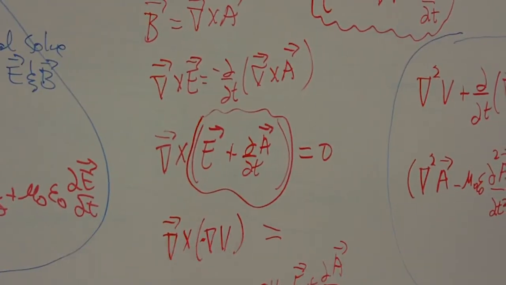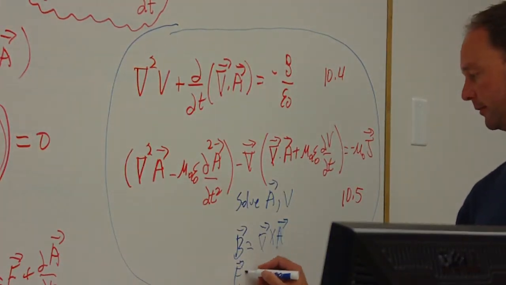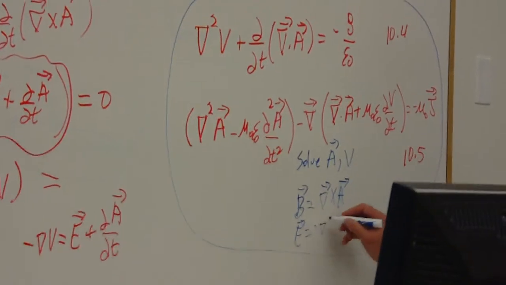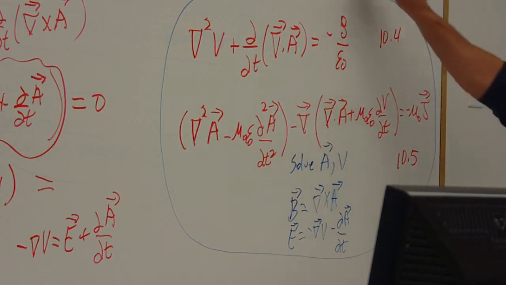And what does E equal? E equals minus the gradient of the scalar potential, minus the partial of A with respect to t. So you got it? Okay. So this is the big kicker at the end of the day.